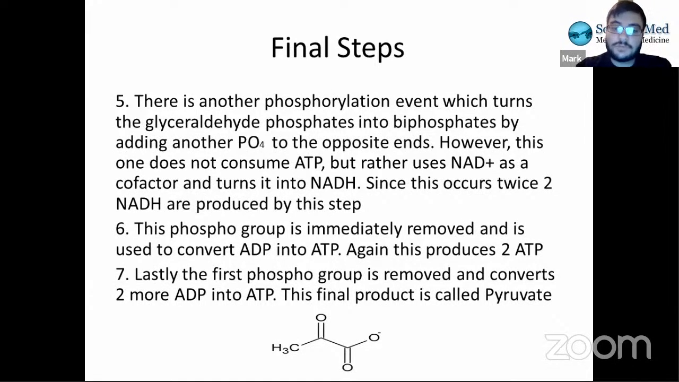Lastly, the first phospho group that we originally put on is removed, and it is again used to turn ADP into ATP. And again, this produces 2 more ATP. Ultimately, this produces 4 ATP and 2 NADH, but we had to use 2 ATP for this process. So we have a net gain of 2 ATP, 2 NADH.